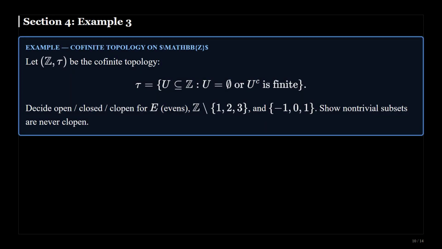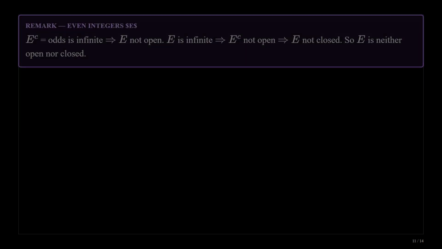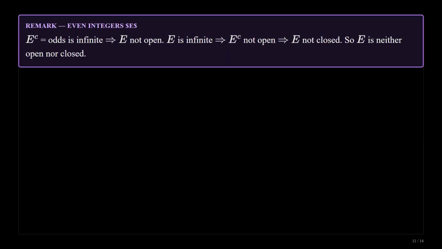Example 3. Cofinite topology on the integers. Reminder, a non-empty set is open exactly when its complement is finite. Empty is open by decree. Now we test 3 sets, like a quiz with a tutor sitting next to you. First, the even integers. Is the complement finite? No, the odds are infinite. So evens are not open.